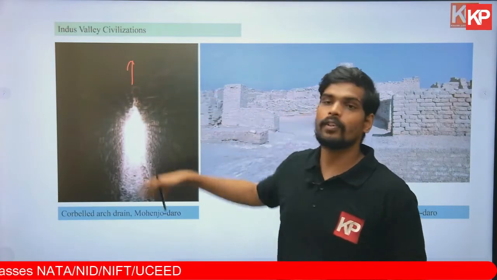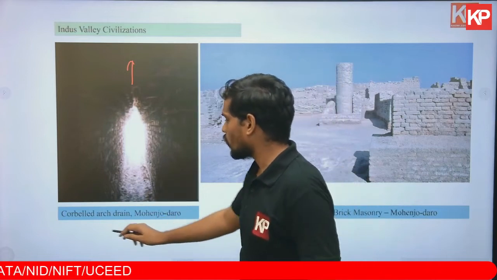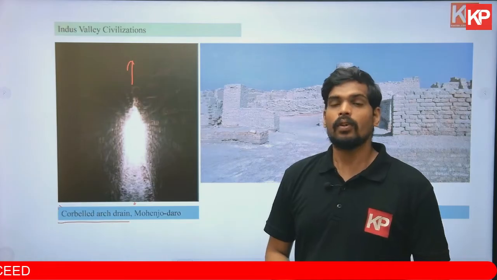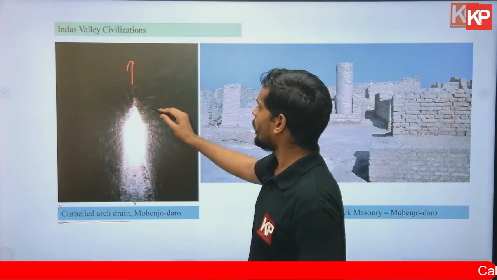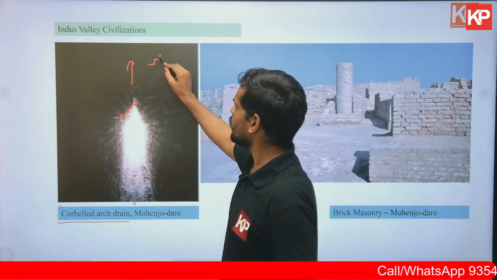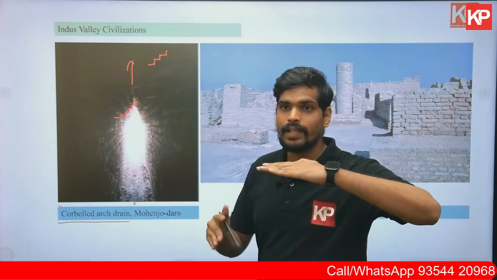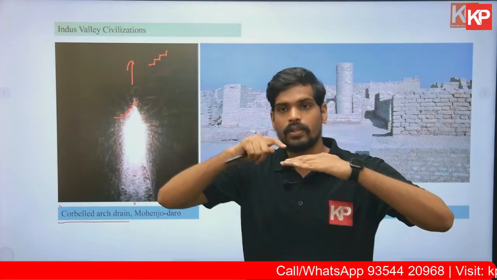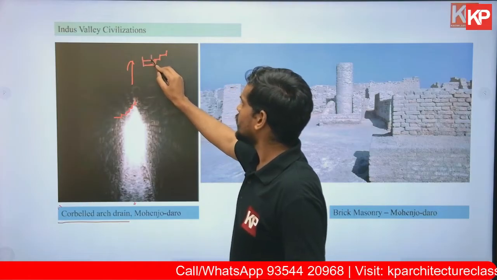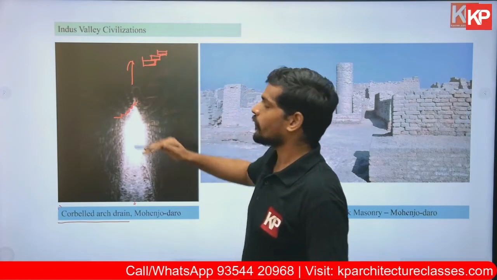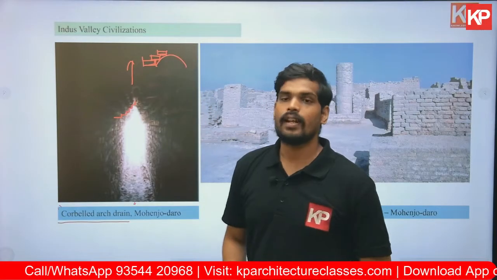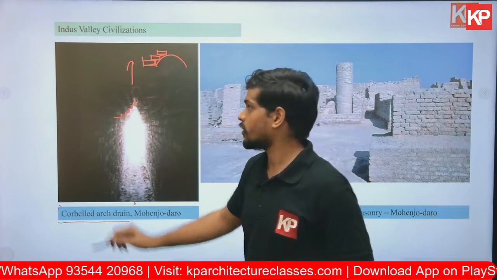And how is the roof cover of this underground drain? It is done using cobbled arch. This is called as the cobbled arch drain. What is cobbled arch in architecture? Cobbled arch is basically an arch created with stepped profile like this. So if you're having bricks, place one brick, place a second brick slightly projecting out of it, a third brick even more slight. So if you're placing bricks with a stepped profile, you get an arched profile out of it. That is called as a cobbled arch in architecture.